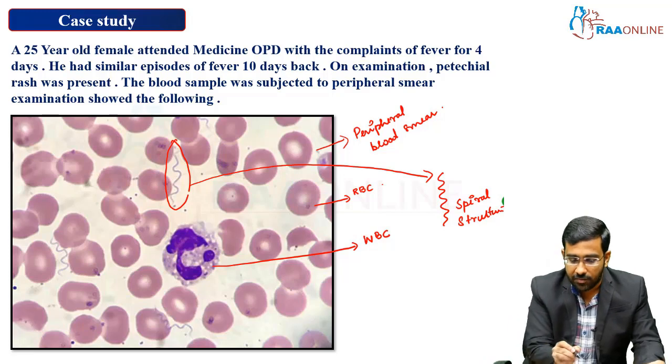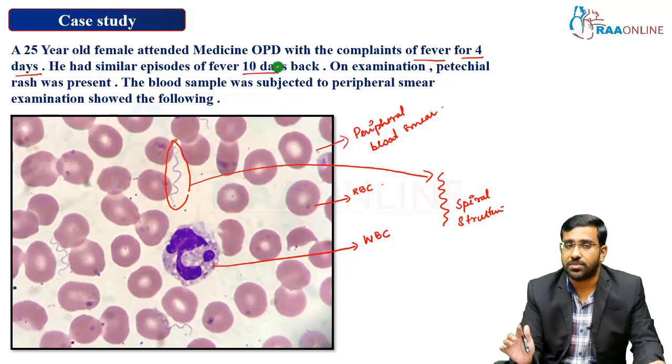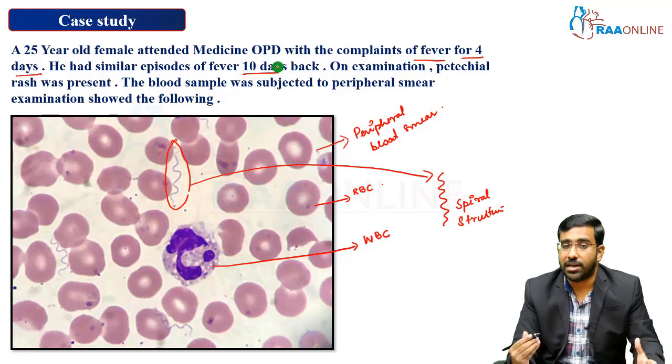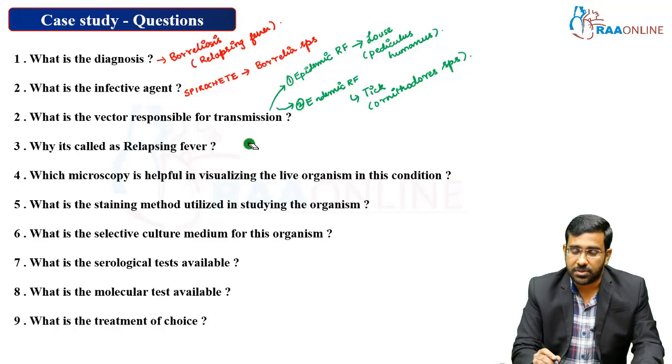So here we have the case of fever for the past 4 days and similar episodes of fever 10 days back. So here there is going to be the recurrence of this particular fever. So it is giving us a clue. What kind of fever are we dealing with? On the same patient, the blood sample was subjected to the test and we are able to see this particular structure. Why is it called relapsing fever?